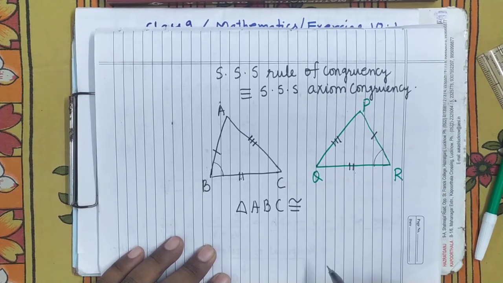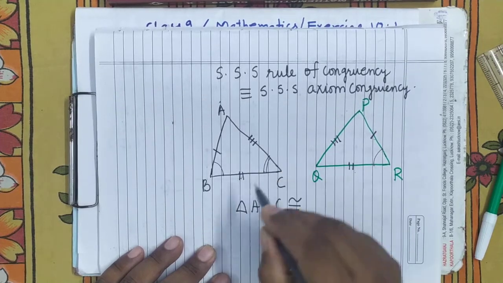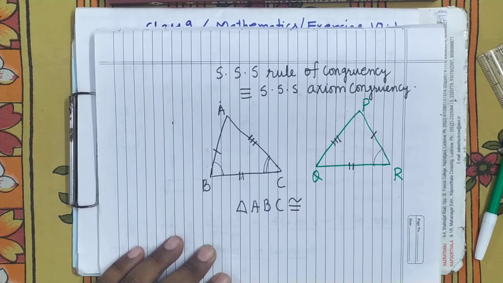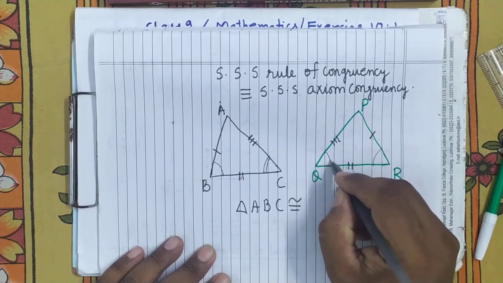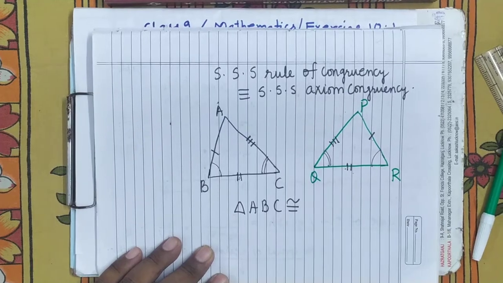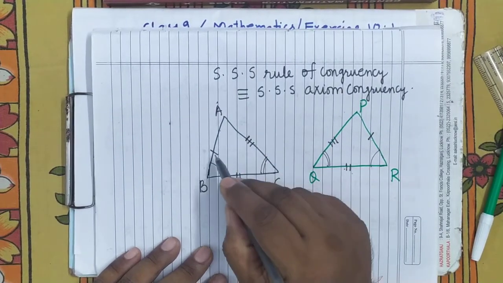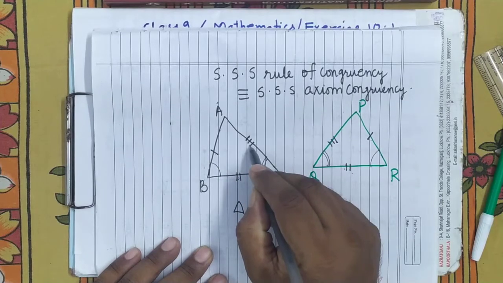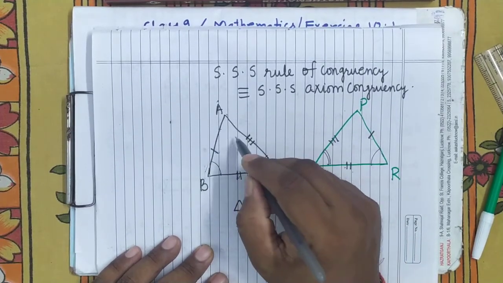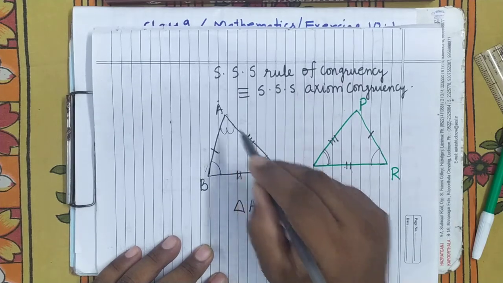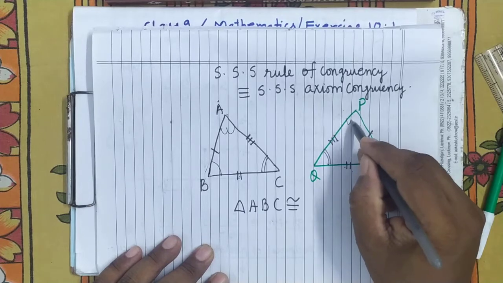Then angle C, it is included by which two sides? 2 and 3. Here you can see 2 and 3 are including this angle. It's clear? And here you can see angle A is included by 1 and 3. 1 is this, 3 is this, so this.